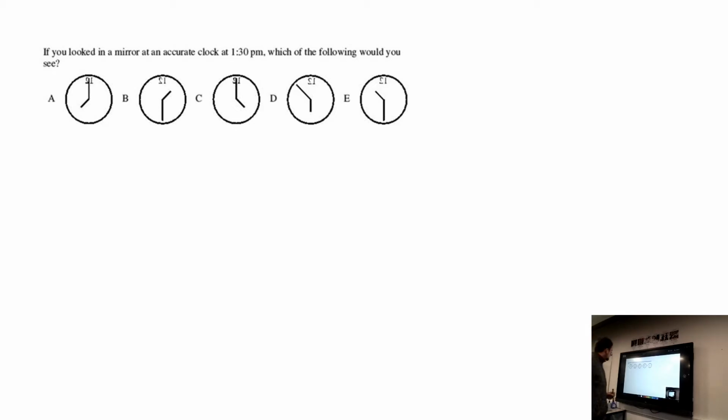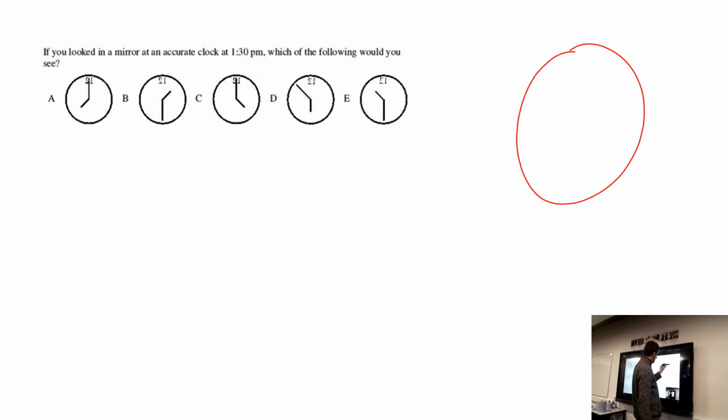Okay, so if you looked in the mirror at that clock, 1:30, which of the following would you see? So let's draw the clock. Okay, and 1:30 would be, so this is 1, this is 30. So we have a nice mirror line here. Okay, so it's reflected on the mirror line.